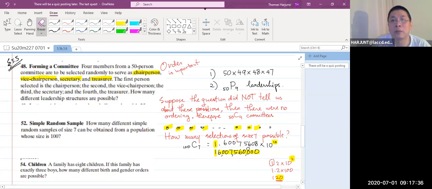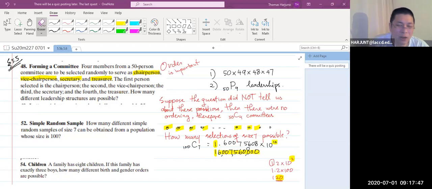Okay, I saw somebody put me a note there. 16 billion something. Yes, that's right. 16 billion something. It's slightly more than, no, I should not say slightly more. It's 16 billion and 7 hundred million something. Yeah, it's larger than that.